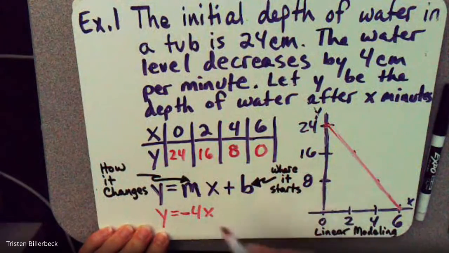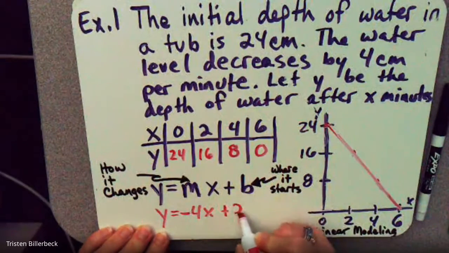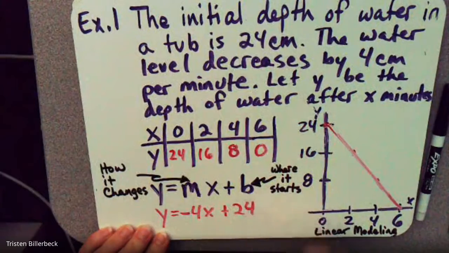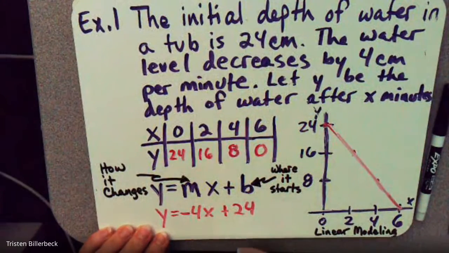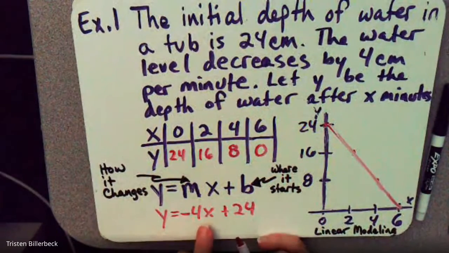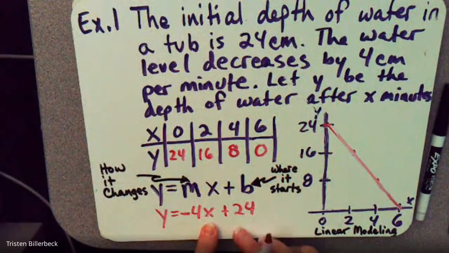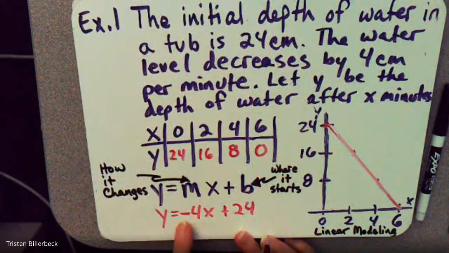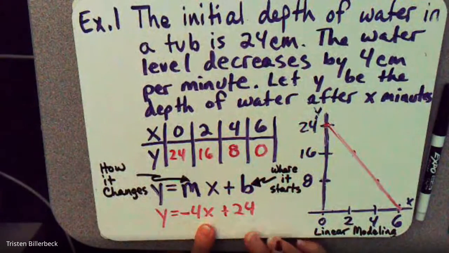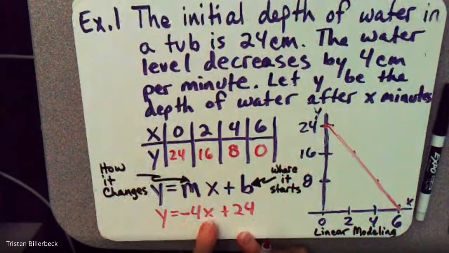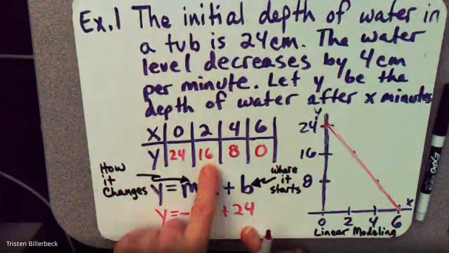Okay, and then it started at 24. So b is where it starts. So let's try this out. At 0, negative 4 times 0 is 0, so that's 24. At 1, negative 4 times 1 plus 24 is 20. At 2, negative 4 times 2 is negative 8. That's 16. That's what we have.